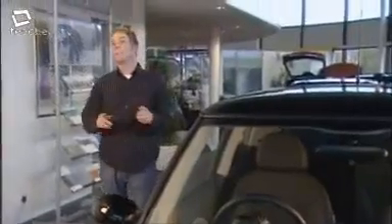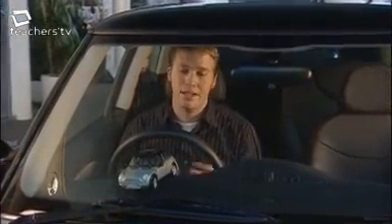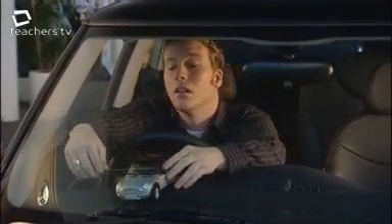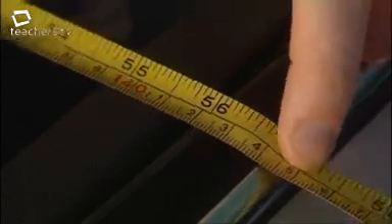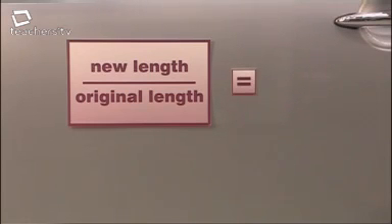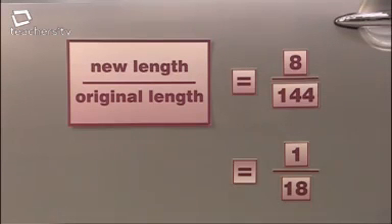If I measure a certain length on the mini-mini, then measure the corresponding length on the real mini, I can work out the scale factor. So, from door to door, the mini-mini is 8 centimetres, and the real mini is 144 centimetres. The scale factor is the new enlarged length, 8, divided by the original length, 144. In its simplest form, that fraction is the same as 1/18. So the mini-mini is 18 times smaller than the real mini. So that's 1/18 the size in every direction.